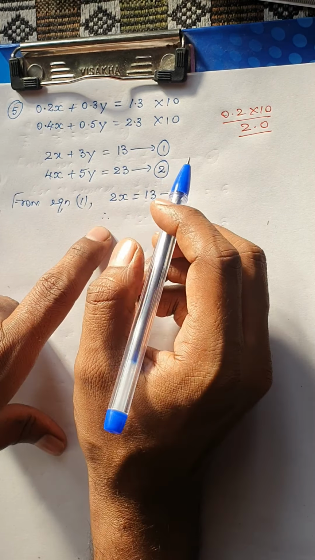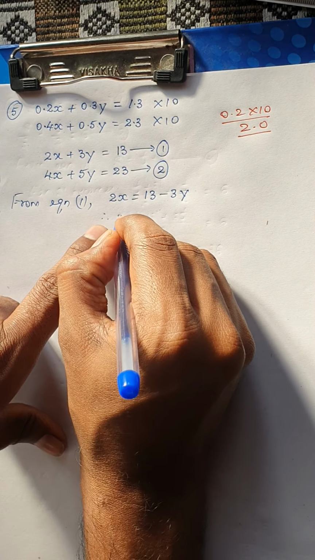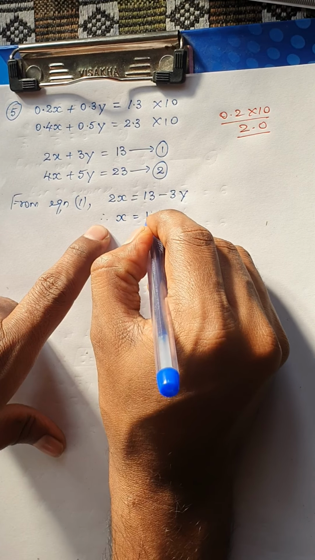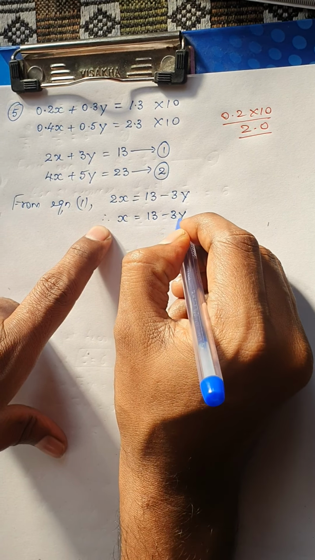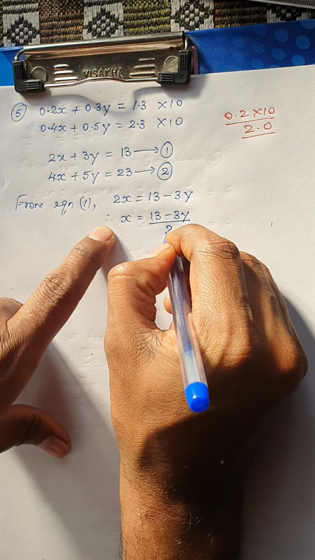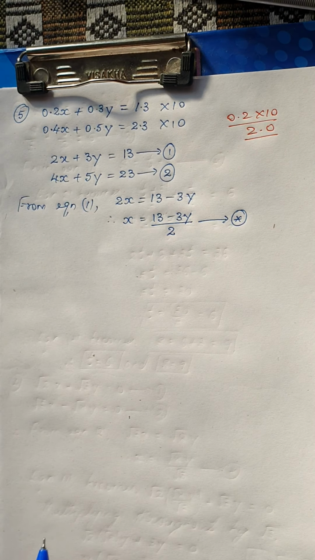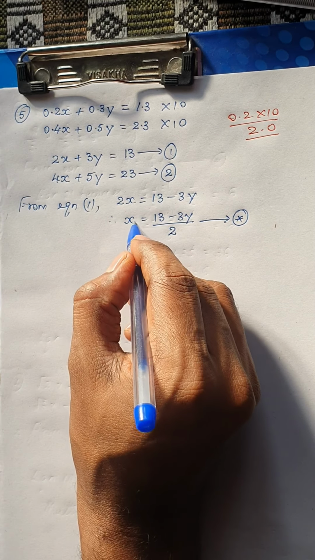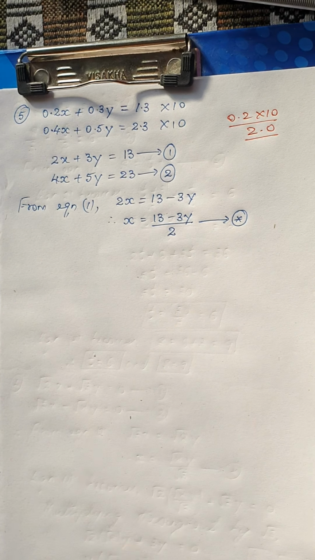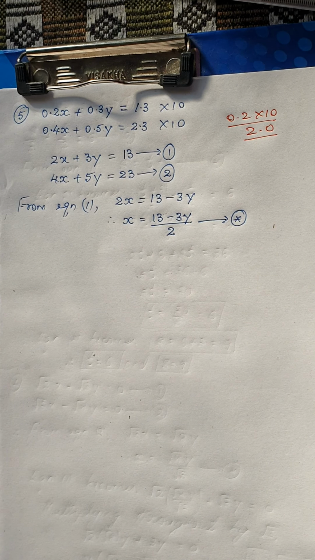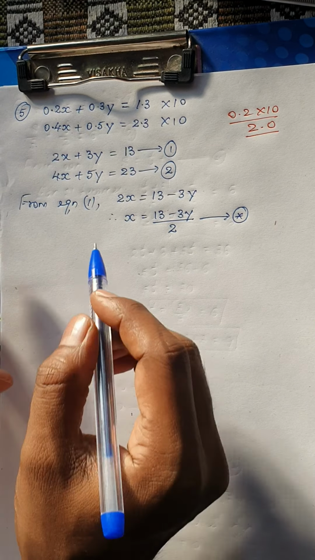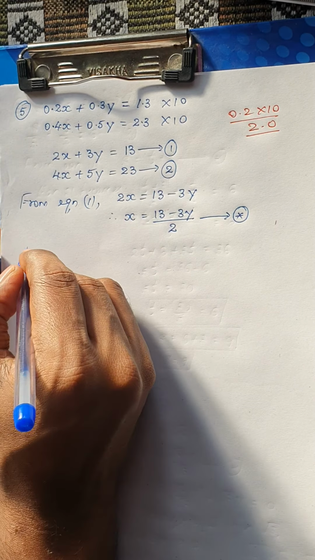Therefore, now what you can do is, your x will be 13 minus 3y divided by 2. So this is the substitution equation. Let me consider it as equation star. Is it fine? Just shifting things, you are getting this. So I got this from equation 1.